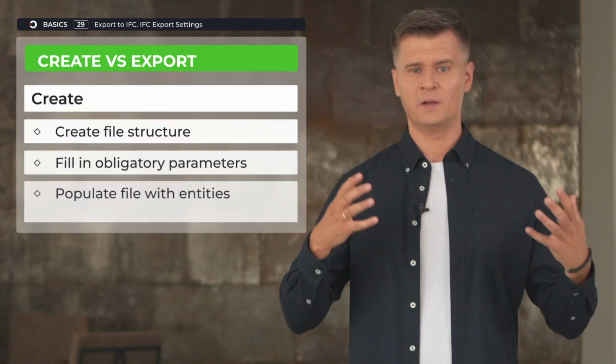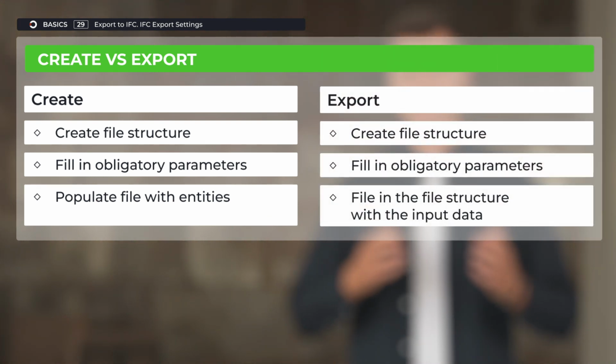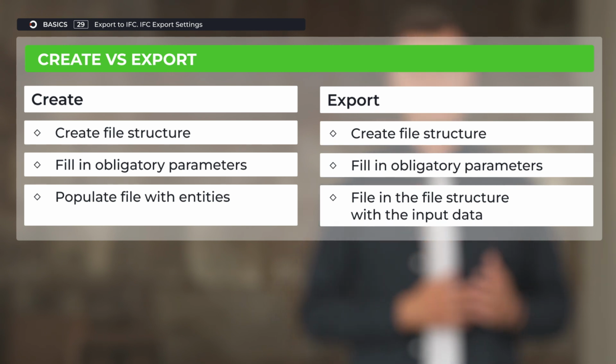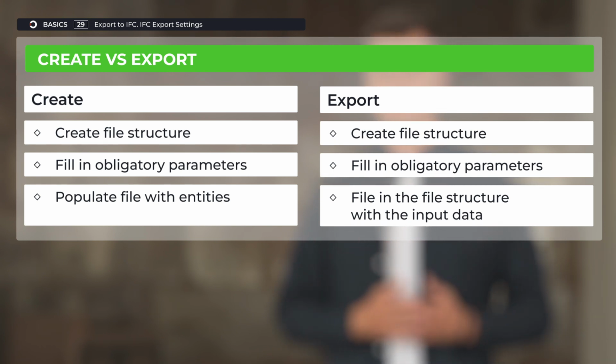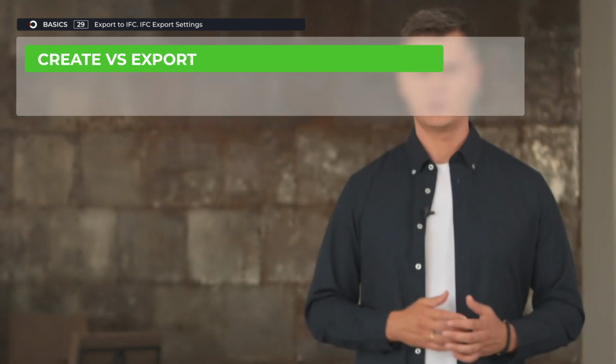In previous videos, we showed the creation of a new IFC file from scratch. The export procedure is quite similar, except for the fact that we have input data that should be used for IFC file creation. So we need to fill in all the obligatory fields of the IFC file structure and then transform the Revit file model data to IFC data.